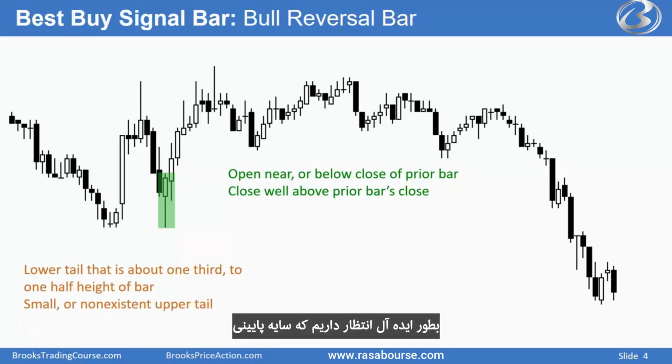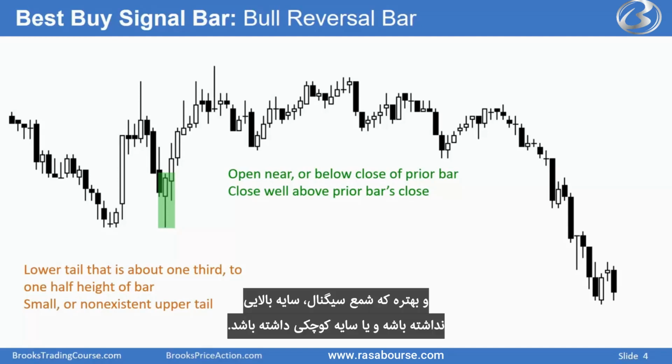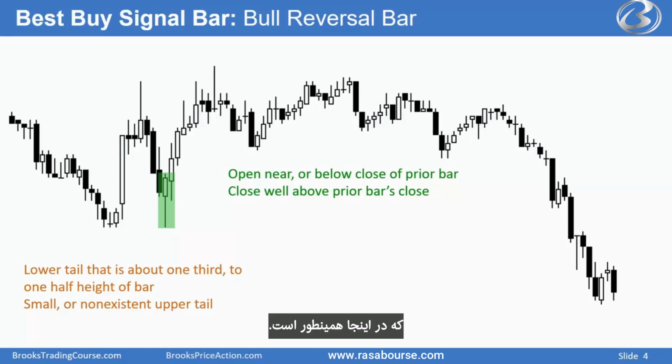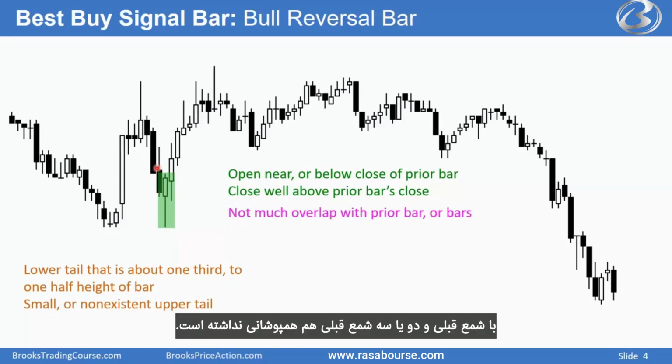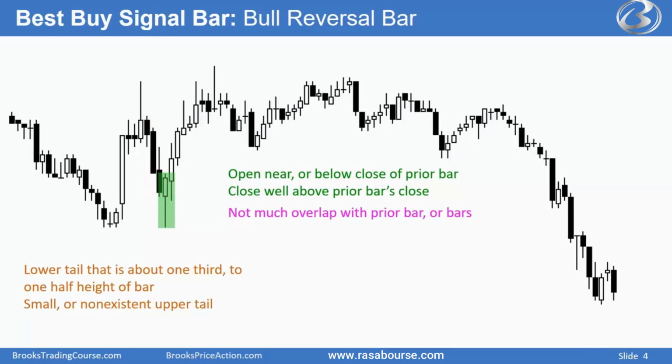Ideally, you want a lower tail that is about 1/3 to 1/2 of the height of the bar, and you want a small or non-existent upper tail, which is the case here. But it also did not overlap the bars before, two or three bars. In other words, it's not a tight trading range, and that is good.